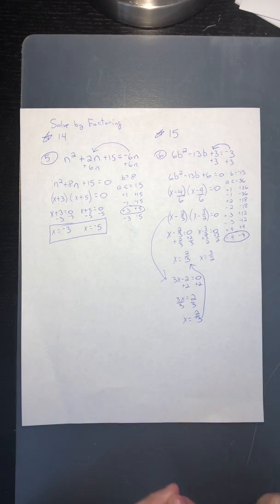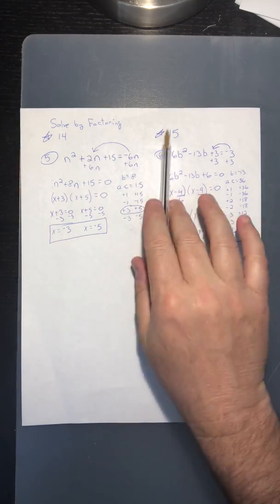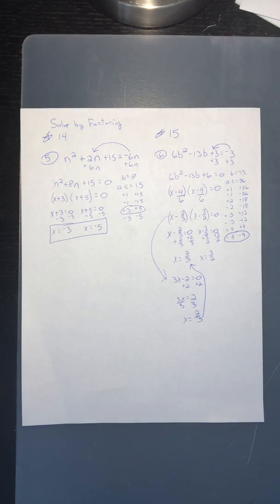So you do bottoms up whenever you're factoring. You do not have to do bottoms up when you're solving. So this gets us through this assignment. Remember, on the second page, we're only doing numbers 14 and 15.